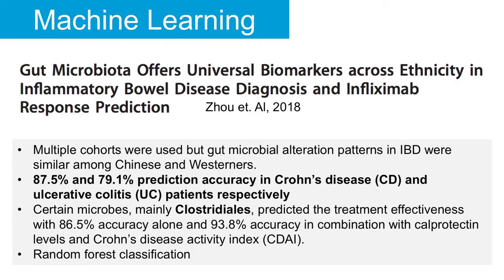Machine learning is another tool that some groups are using, and I'm glad that everyone has mentioned it. In this example, they were looking at IBD diagnosis and response to a particular drug, and they used random forest classification to predict the accuracy of Crohn's disease or colitis. So that's another example of how it can be used. But it shouldn't be the end of it all.